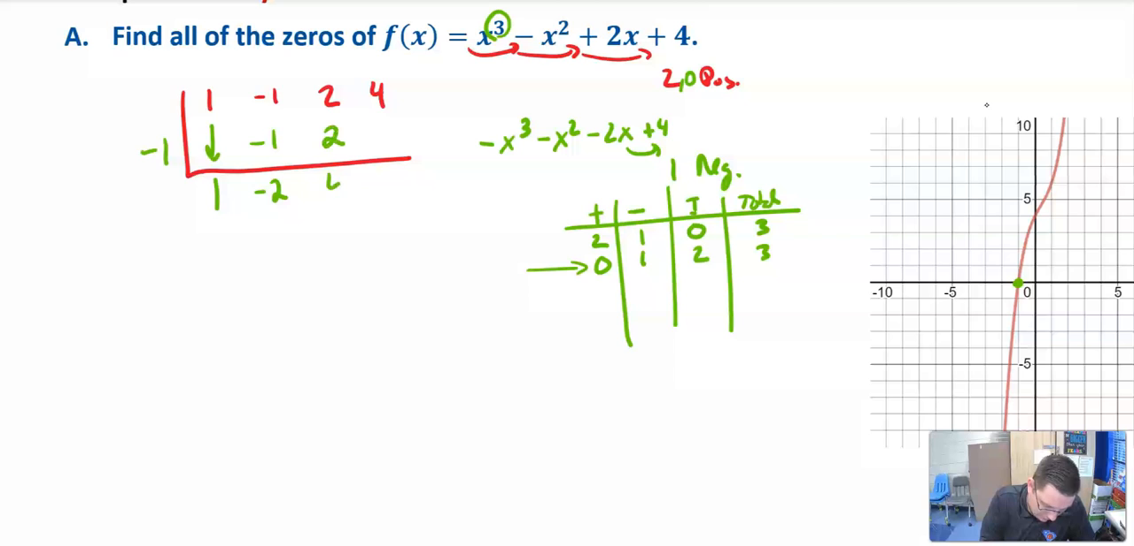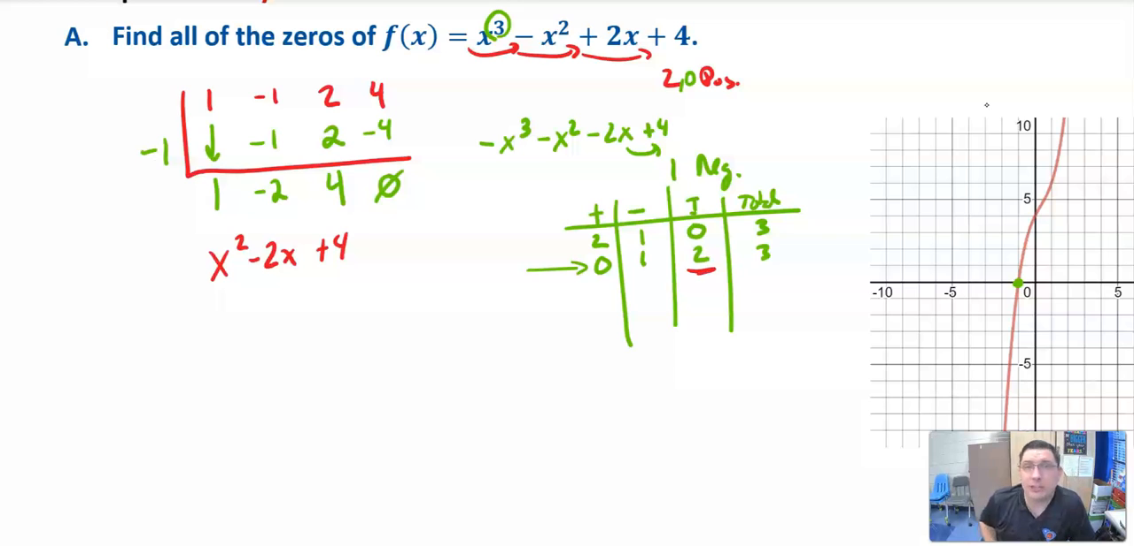Positive 2 and positive 2 gives us positive 4. And negative 1 and positive 4 gives us negative 4, giving us 0. If we get 0 here, then what that means is this is now factored down to x squared minus 2x plus 4, because our remainder was 0. And so then I can take this piece and factor or use the quadratic formula or something to get the other zeros.